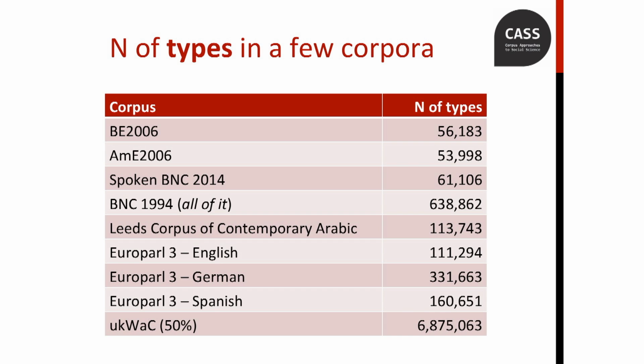So, okay, we've got 54,000 dimensions if we have 54,000 types, but bringing in big data, because we just heard about it, well, big data actually isn't really like AmE06 or BE06. Those are small data by modern standards. Big data is much more like the UK Webber's corpus, 1 billion words. That's a 50% sample. The full thing is 2 billion. But in 1 billion words, 6 million types. So we've got 6,800,000 dimensions.